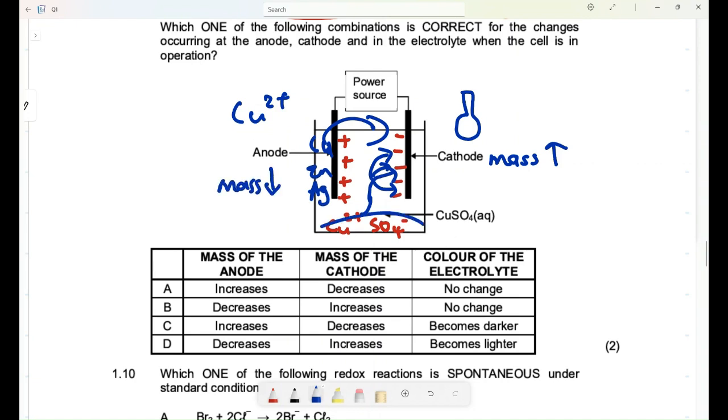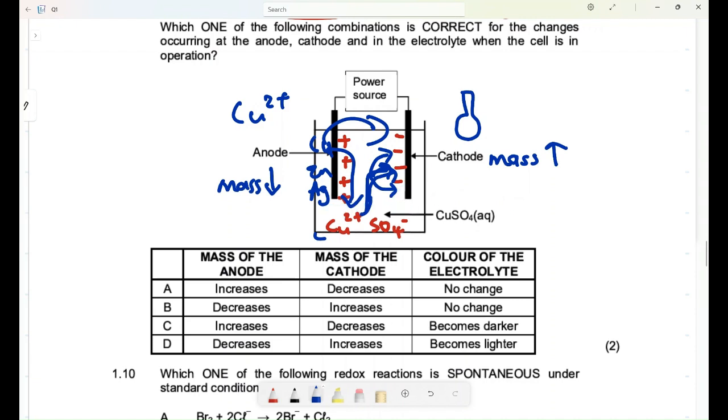But now what will happen to the color of the electrolyte? The color will not change, because why? This copper is taken to the side, right? But can you see that this one releases Cu2 plus to the water, so that it can balance out the Cu2 plus that went to the cathode? The anode releases it to the electrolyte, our liquid there.